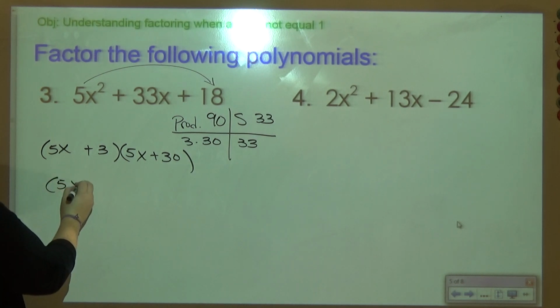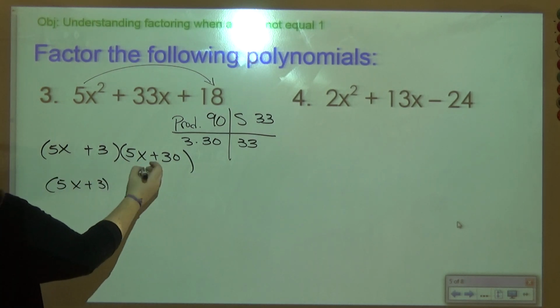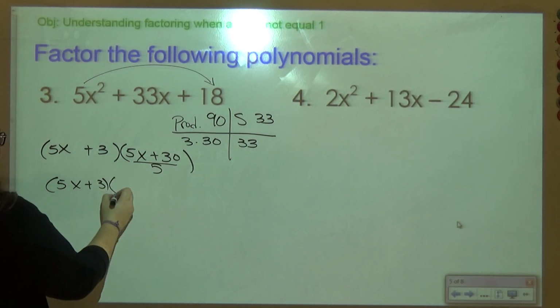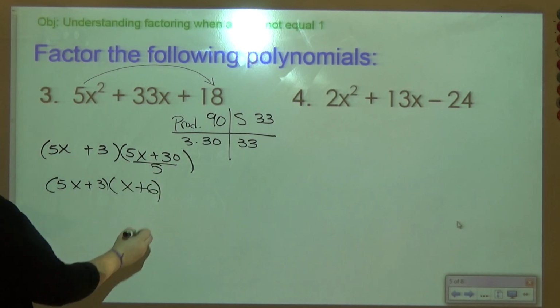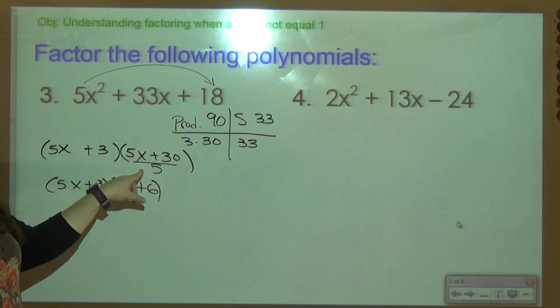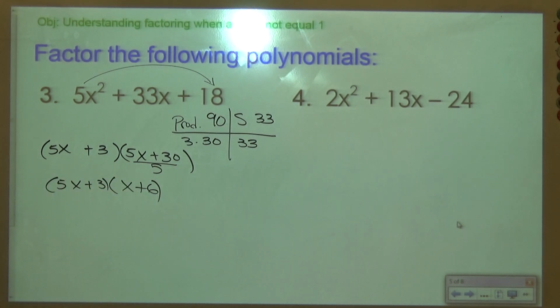So 5x plus 3. And this one does have a common term. I can divide by 5, and we get x plus 6. Now, most of these, it happens that I'm dividing the second one. It doesn't always work like that. It's kind of just a coincidence.